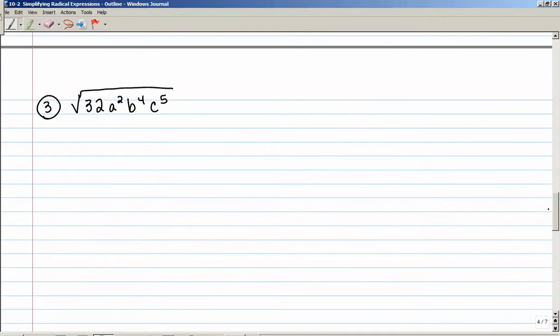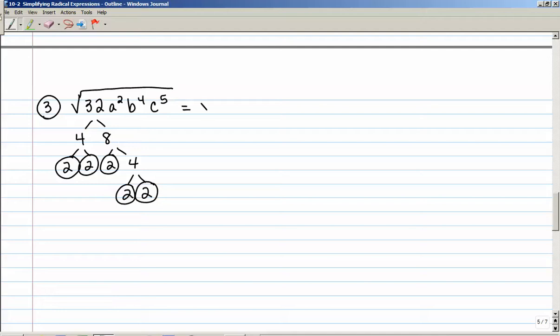Here's a bigger one: square root of 32 a squared b to the 4th c to the 5th. I'm going to start by factor treeing the 32, and I think of 4 and 8, 2 and 2, 2 and 4, and 2 and 2. So look at that, I have 5 2's coming off of here. Sometimes it's nice to circle them so you don't lose track of anything.